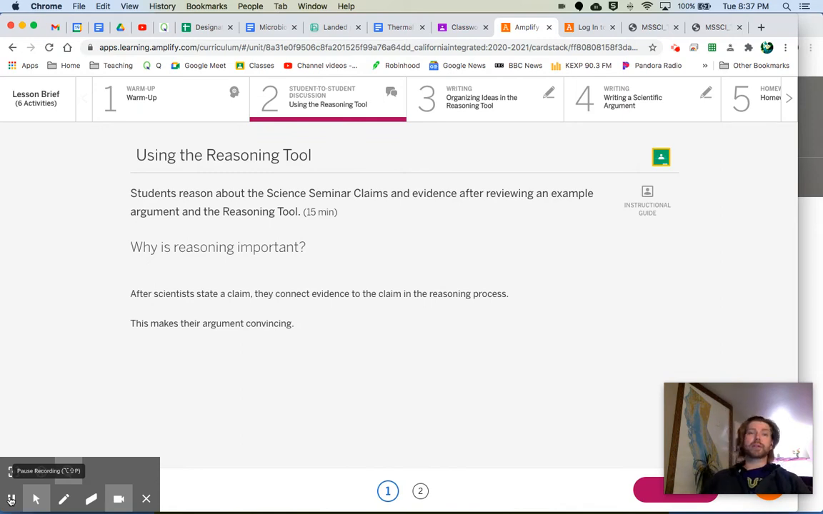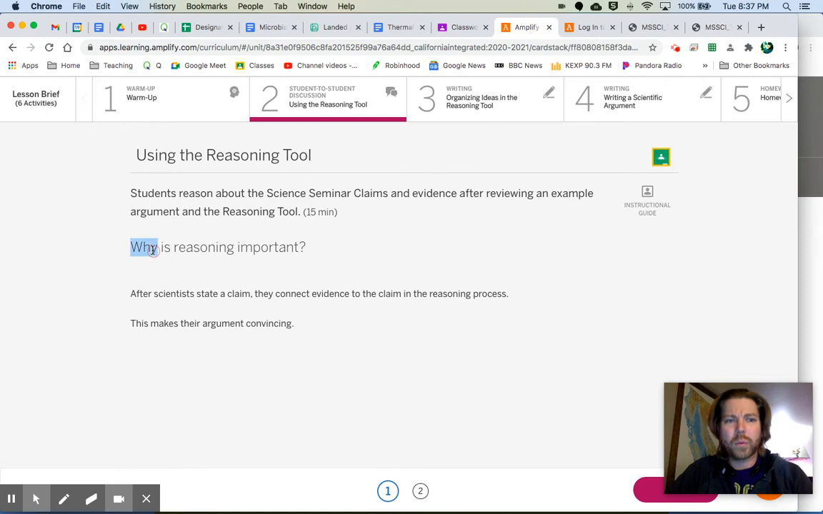Now, we are using the reasoning tool. We are in tab number two. So, we've used the reasoning tool before many times. However, sometimes parts of it are filled in for us. Sometimes parts of it are not filled in for us. It feels like it's kind of different every single time. Let's look at this really quick, though. Why is reasoning important? And we've talked about this before.